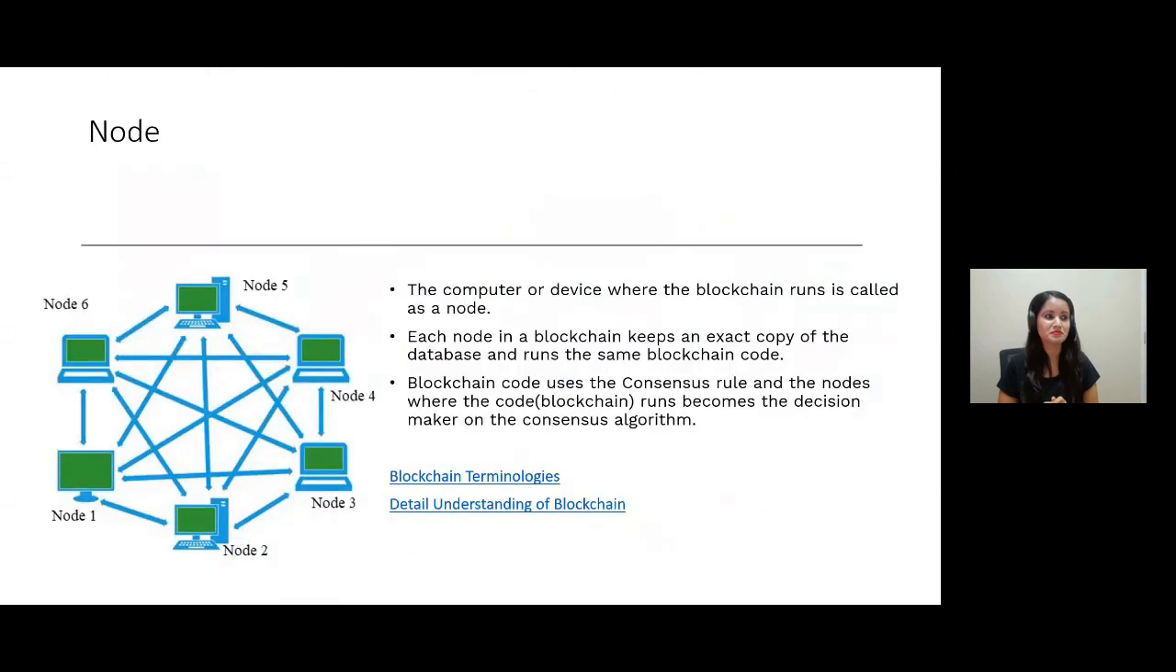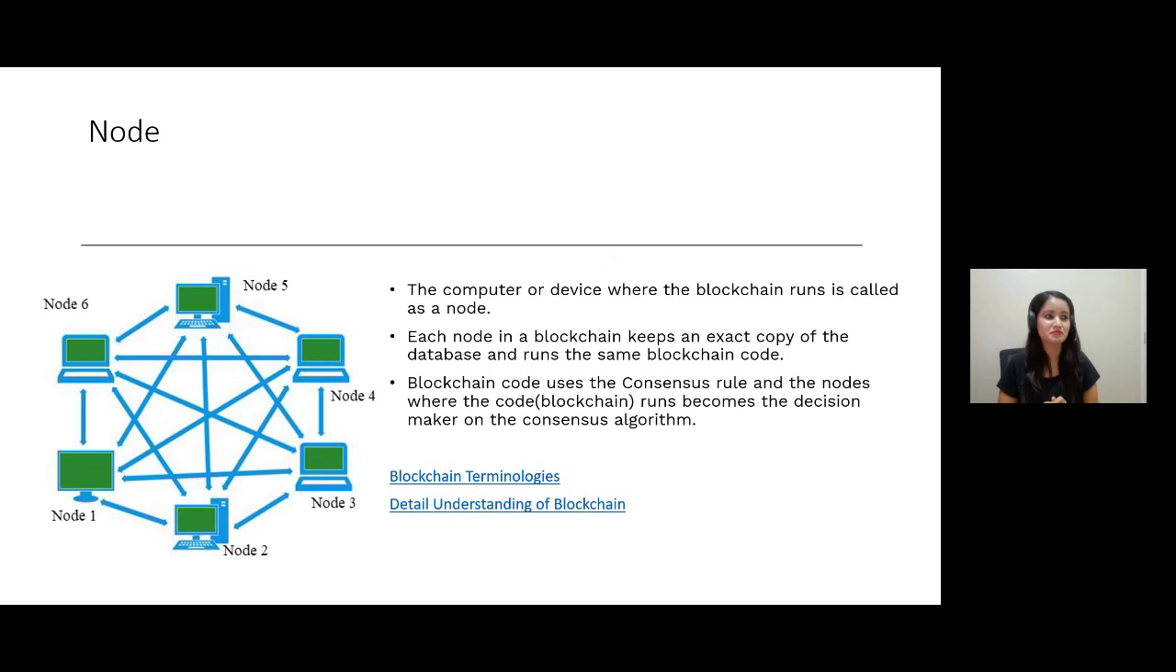Node is another term you will hear a lot in the blockchain space. The computer or the device where the blockchain runs is called a node, and nodes communicate with each other through the peer-to-peer network protocol. So there is no central authority or central system from which the computers or devices access. They run the software inside their own devices, they form a chain, and they communicate through the peer-to-peer network protocol. Each node in a blockchain keeps an exact copy of the database and runs the same blockchain code.